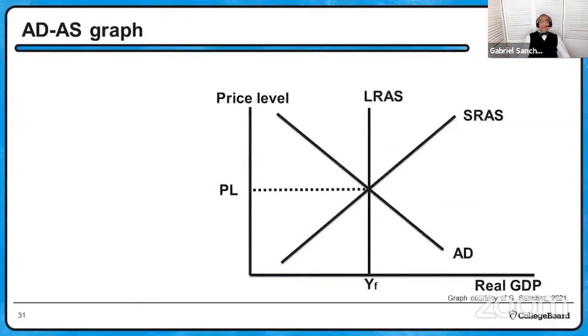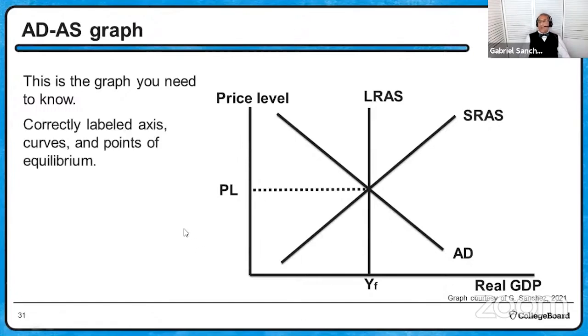The one thing we know we have to know is the graph. The graph gives us all the information. Whether we have to draw the graph or not, we need to understand the graph. And so again, a correctly labeled graph has all 3 curves labeled: long run aggregate supply, short run aggregate supply, and aggregate demand. We always want to make sure our axes are labeled: price level, real GDP, and also our points of equilibrium, price level, and YF.